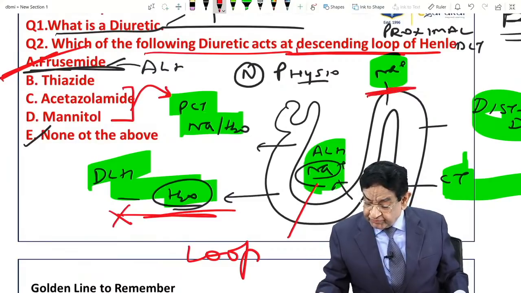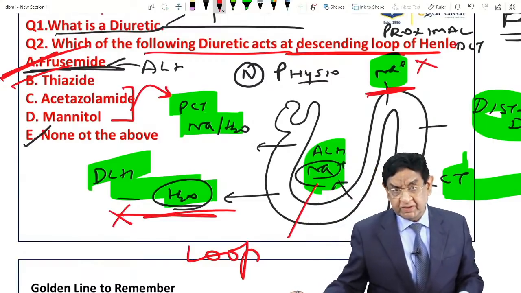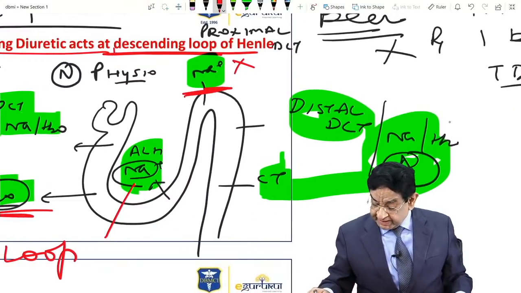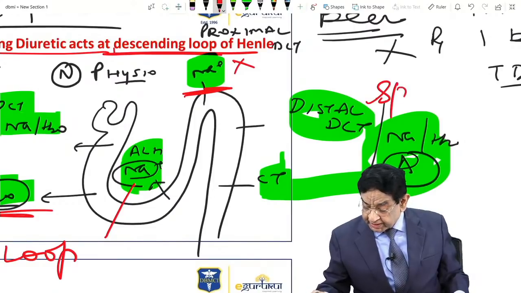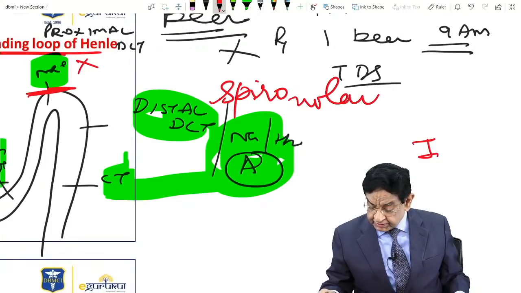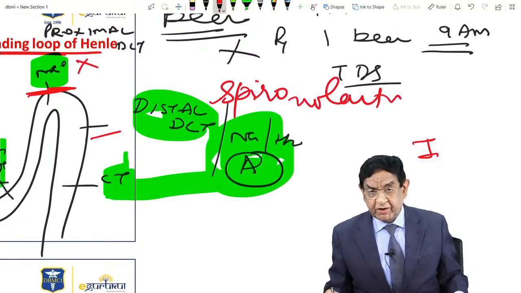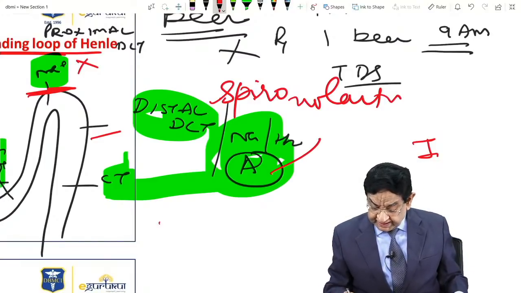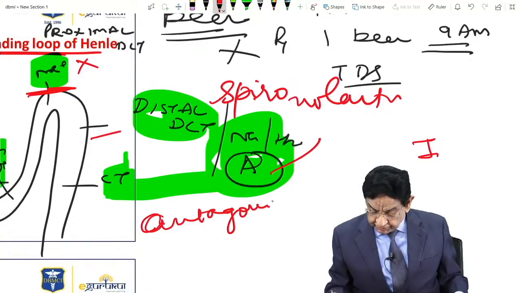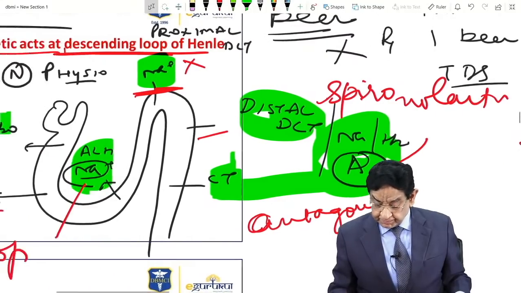This is known to everybody. This is the part where thiazides act. Thiazides act in the proximal part of DCT, and this is the place where spironolactone acts, in the distal part of DCT and collecting tubule. We know spironolactone is an aldosterone antagonist. This again is known to almost all of you. So this is the answer to the question we have, right?